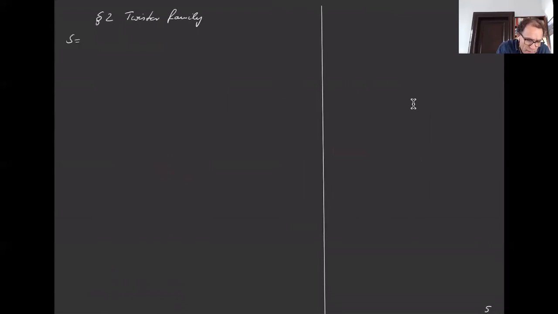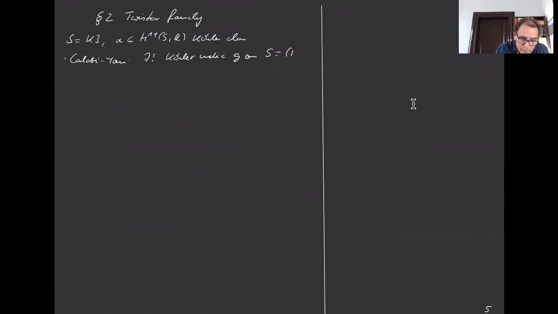So again, I look at the K3 surface S, and I pick any Kähler class alpha on S. Then by Calabi-Yau, I know there exists a unique Kähler metric g on the complex manifold S, which we think of as a differential manifold M plus a complex structure I, such that the Kähler form, which I got out of the Kähler metric, represents alpha, and that's the important condition.